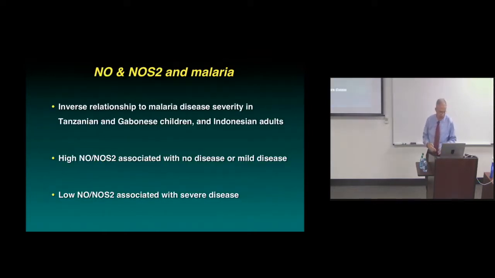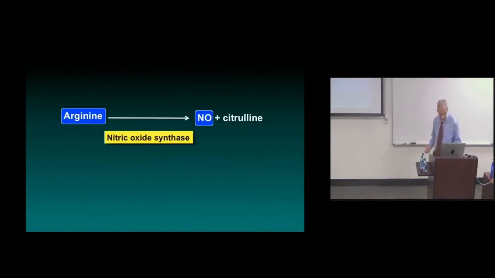Now, nitric oxide, as I've just shown you, is such that there's an inverse relationship to disease severity. We first showed it in Tanzania and then Gabon at the Albert Schweitzer Hospital there. And then later in Indonesia, Dr. Anstey moved back to northern Australia near Indonesia. And high nitric oxide and NOS expression is associated with no disease at all or very mild disease. And if it's low, you have severe disease. We didn't know why any of these things were happening.